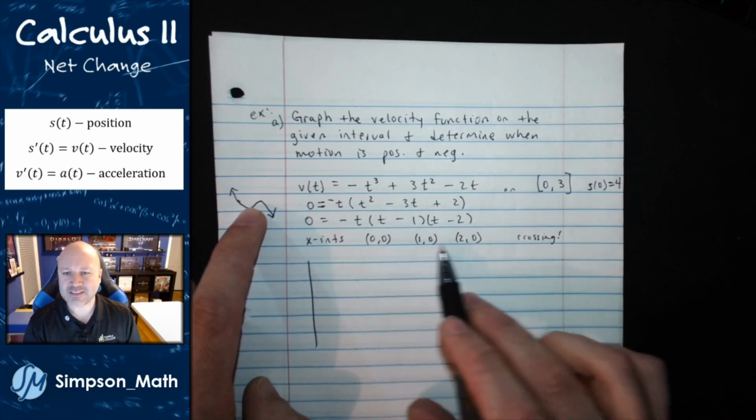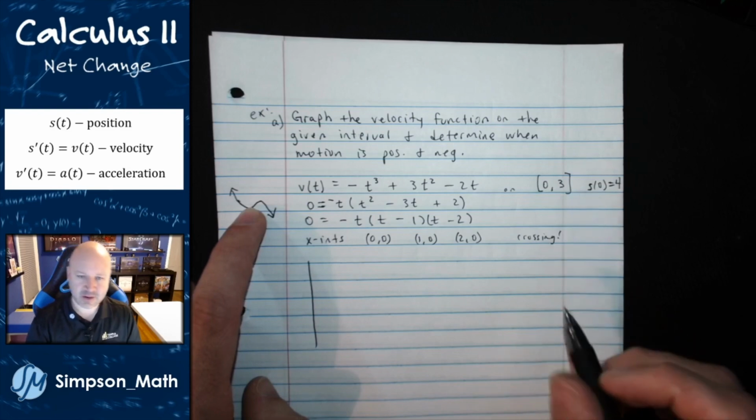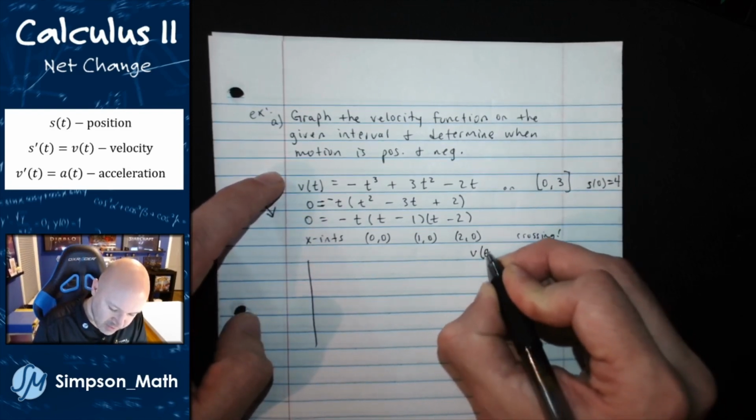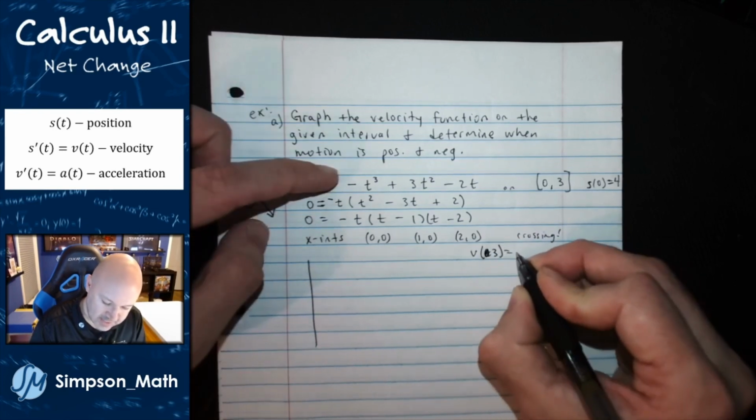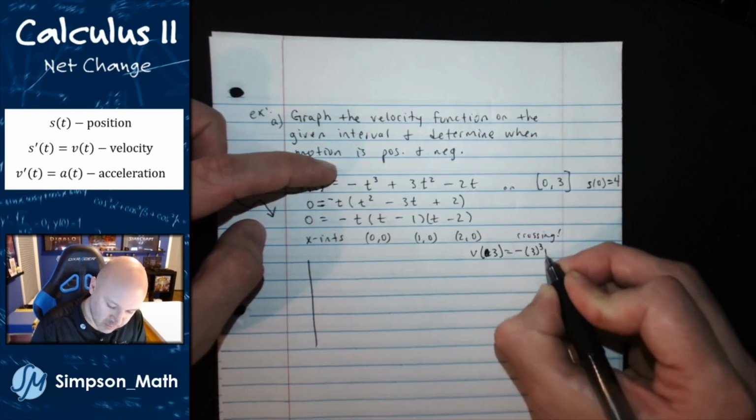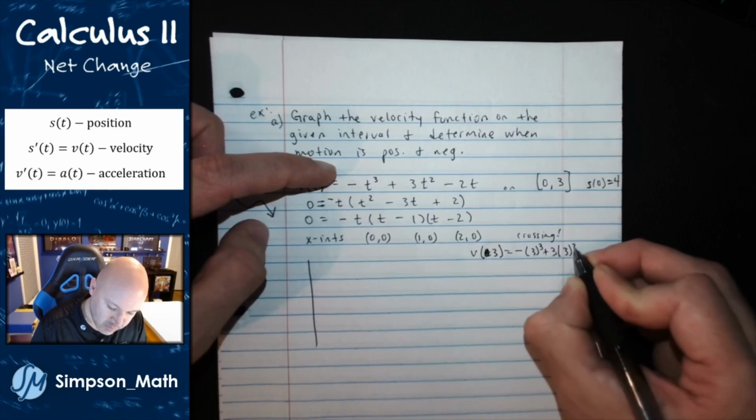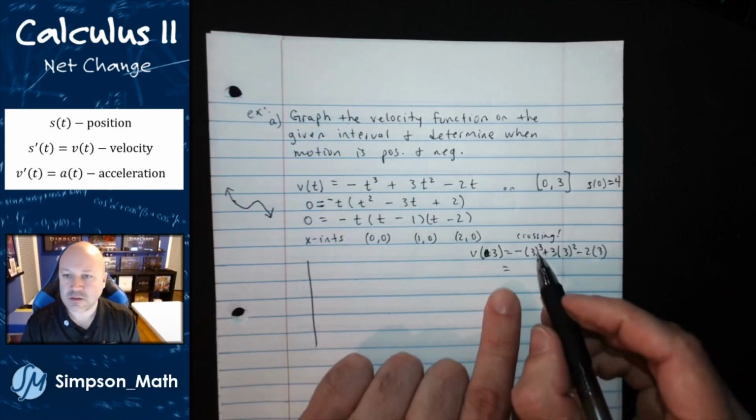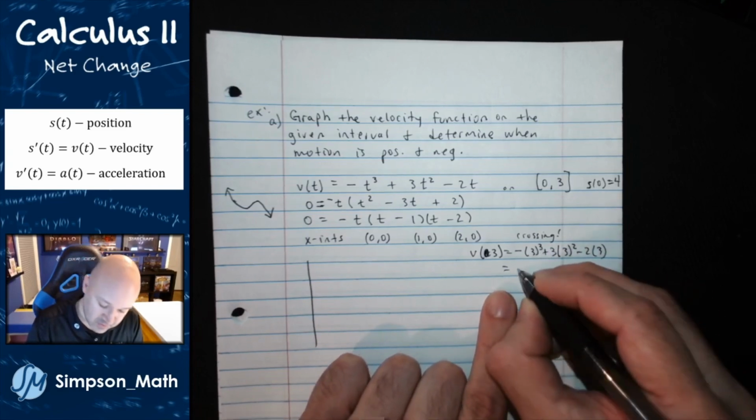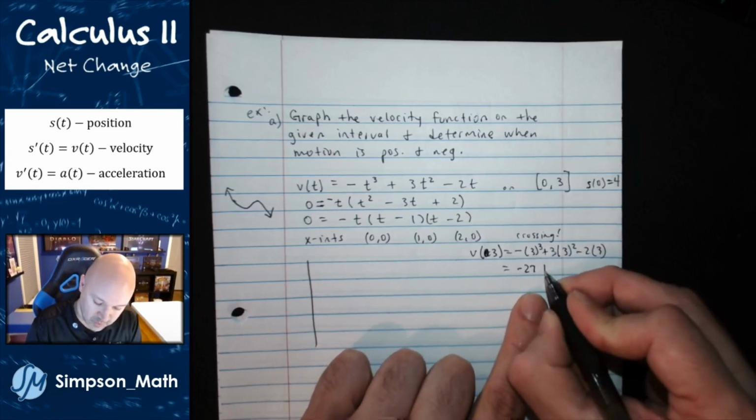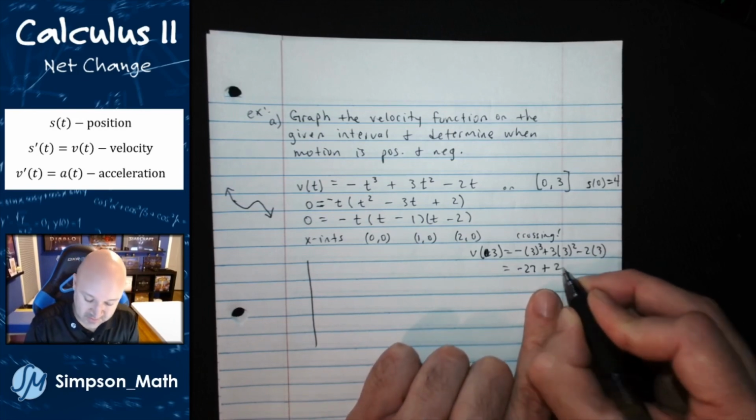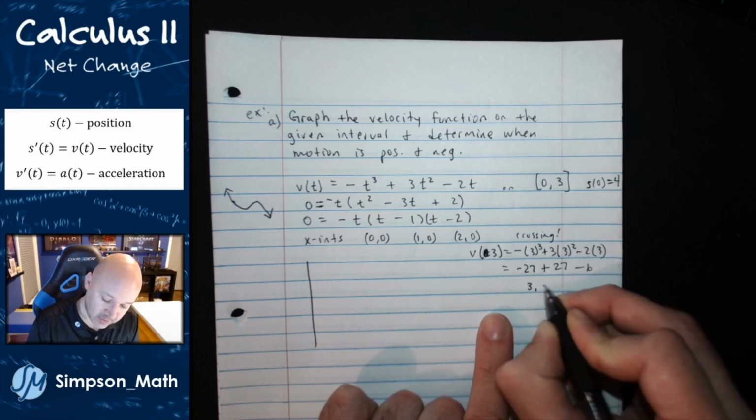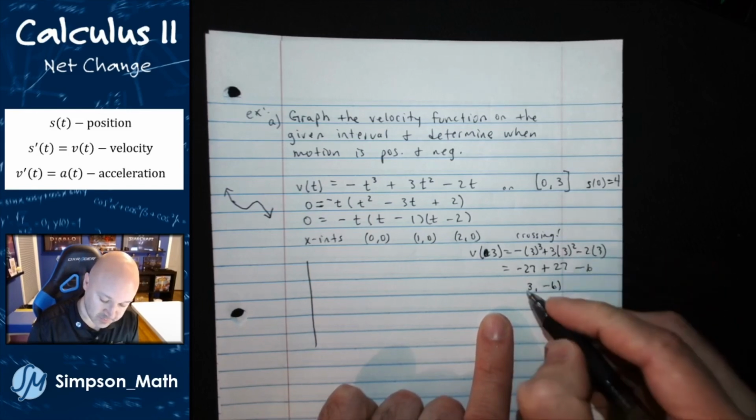So I'm just hugging the x-axis now. What happens at 3? If I plug in 3, I'm going to get another point in here. V evaluated at 3 is negative 3 cubed plus 3 times 3 squared minus 2 times 3. Let's see, 3 cubed is 27, so this is negative 27 plus 27, that's convenient, minus 6. So there is a point at 3 comma negative 6.